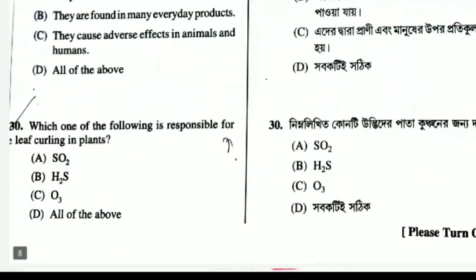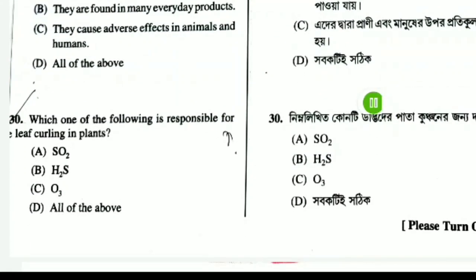Let's move to question number 30. Which one of the following is responsible for leaf curling in plants? This is from plant disease, and here, which element or chemical compound is responsible? The answer to question 30 will be A, sulfur dioxide, the compound which is responsible for the curling of leaves in plants.